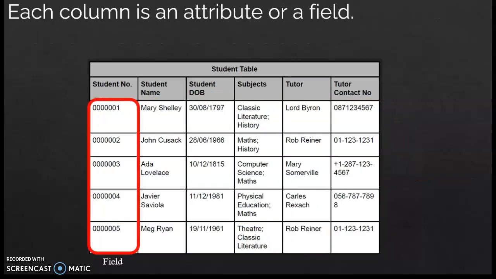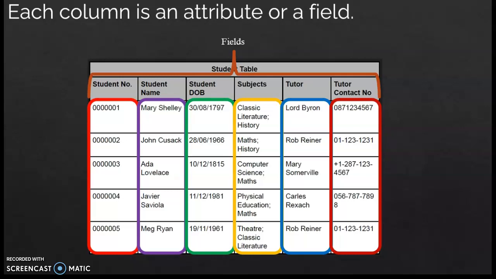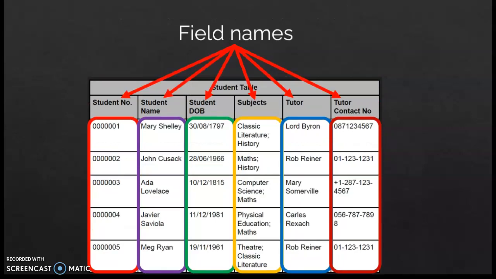On the other hand, if you go down the way, these are called fields. The columns are referred to as fields. So each column is an attribute or a field. And you've got what's known as field names. The first one is student number, then student name, student date of birth, subjects, tutor contact number. They are referred to as your field names. Now, this is a flat file database, a single table, and that is it.